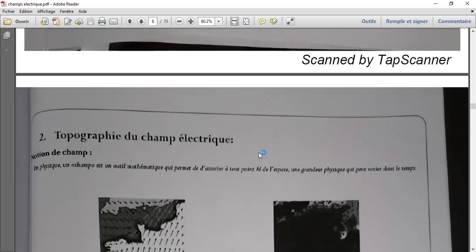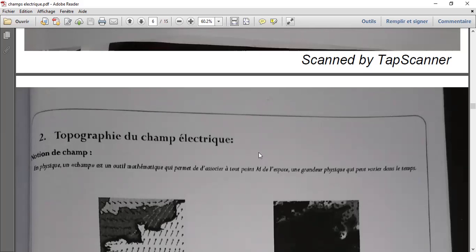So topography is a word which is usually used when you are dealing with maps, the presentation of geological things on the maps, like the mountains, the rivers, different places. Like how you present it on the map, those who do geography can relate with that. So topography du champ électrique is basically just a diagram form.